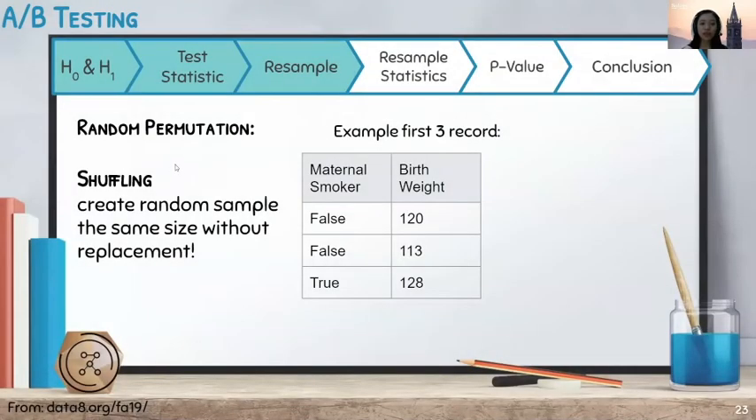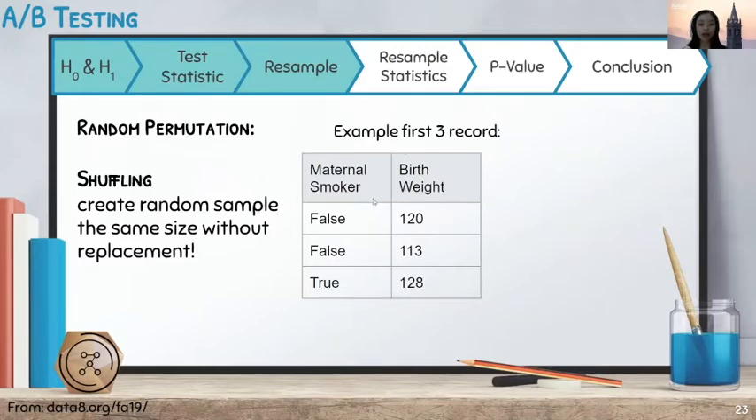After that, we would do resampling. But in this case, we don't do bootstrap. We're using another resampling method called random permutation using the shuffling method. So it's creating a random sample with the same size but without replacement. So bootstrap is with replacement, and this time it's without replacement.